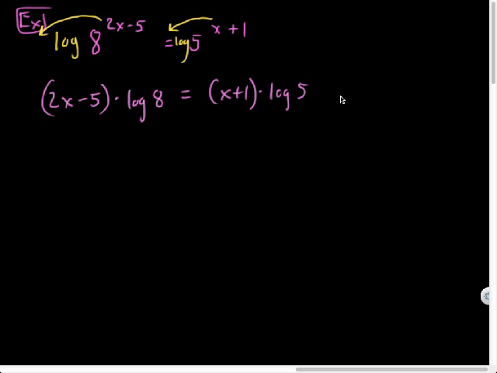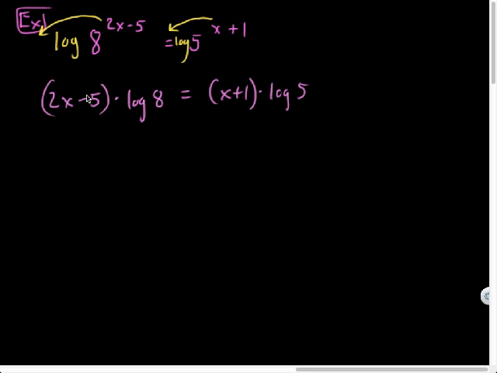Now one of the things I want to point out, notice I parenthesized this stuff, which means that the entire thing is going to be multiplied by log 5 or log 8 respectively. And the reason I had to do that was this entire thing was an exponent, so this entire thing has to be multiplied by log 5. All right, so don't forget those parentheses there.